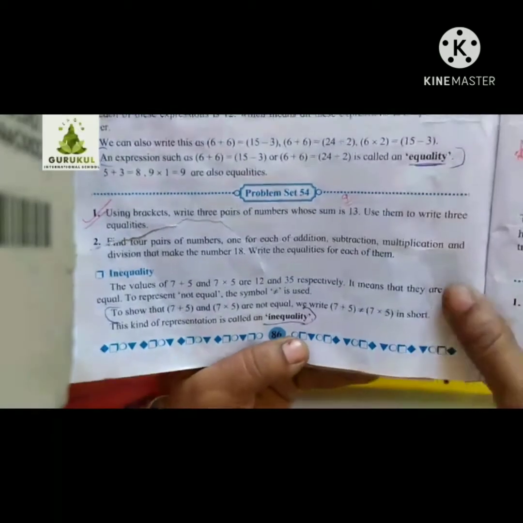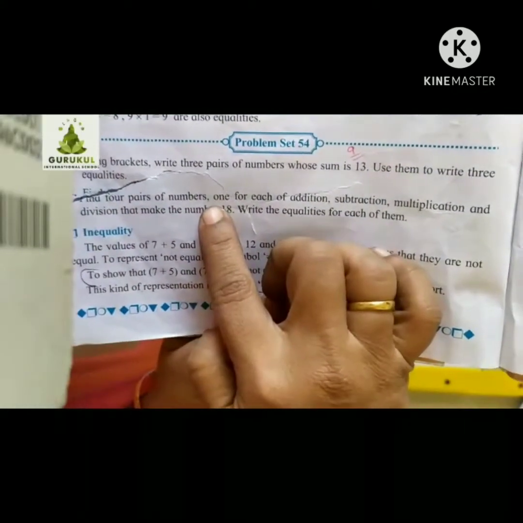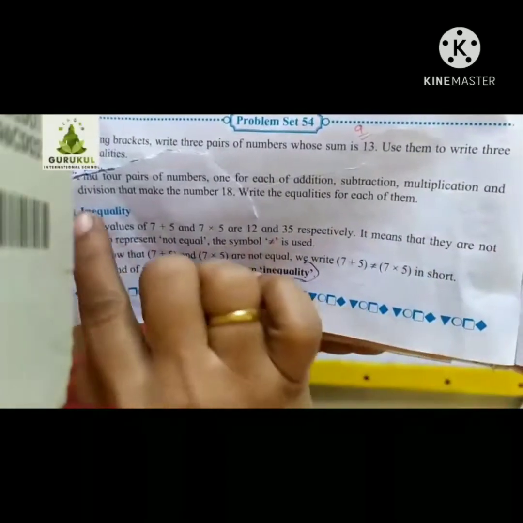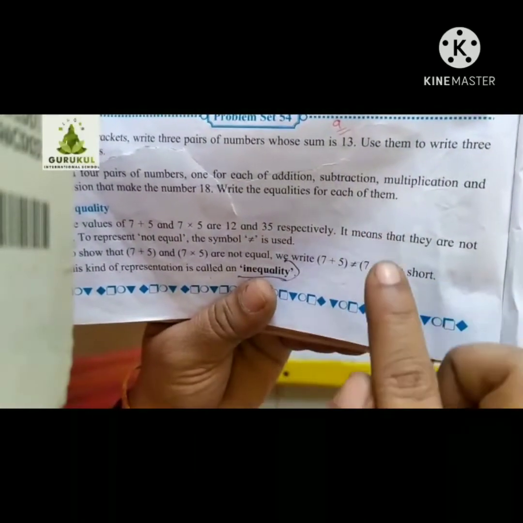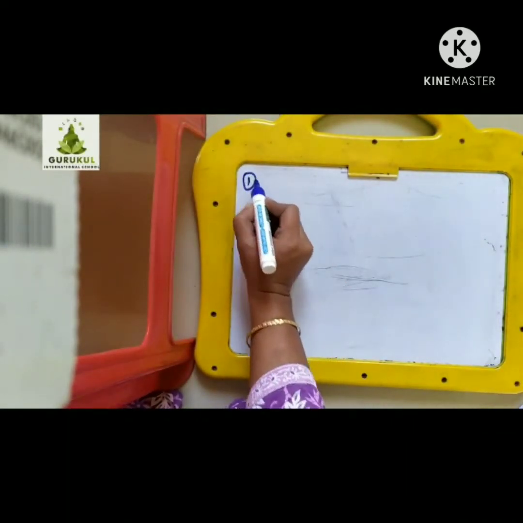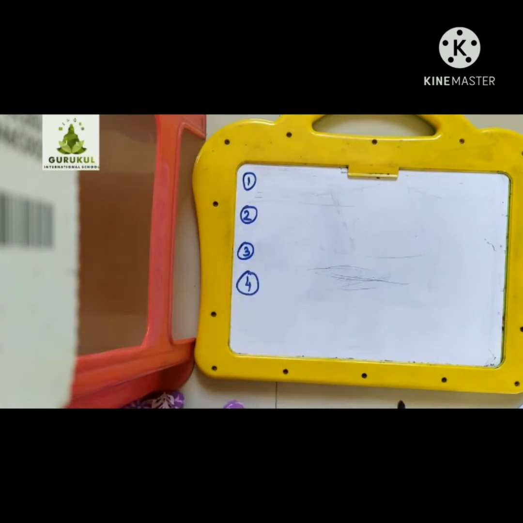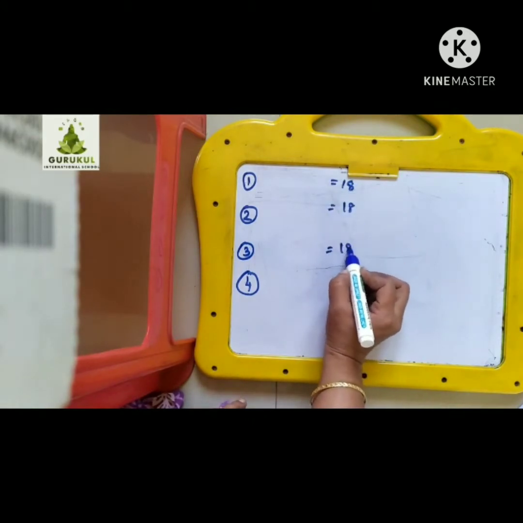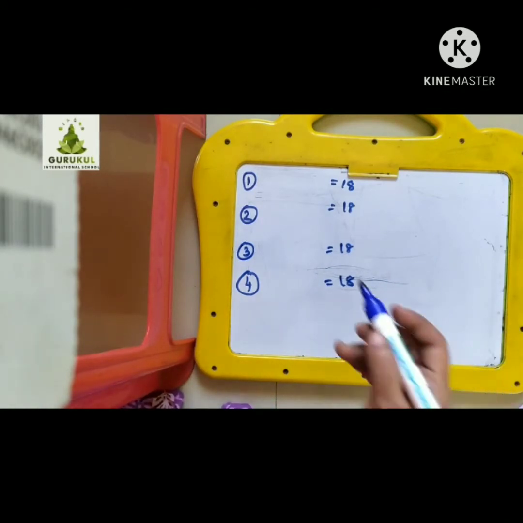Okay. Come to the second problem there. See, find 4 pairs of numbers, one for each of addition, subtraction, multiplication and division that make the number 18. Write the equalities for each of them. See, what you have to do is you have to frame 4 sets, 1, 2, 3 and 4. You have to decide the numbers, and everywhere your answer coming should be what?